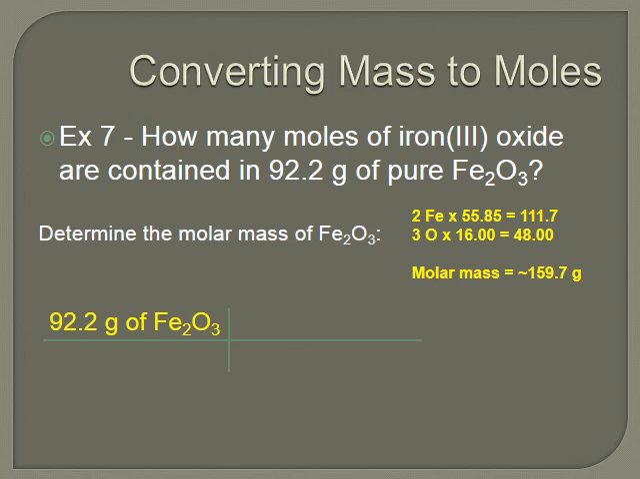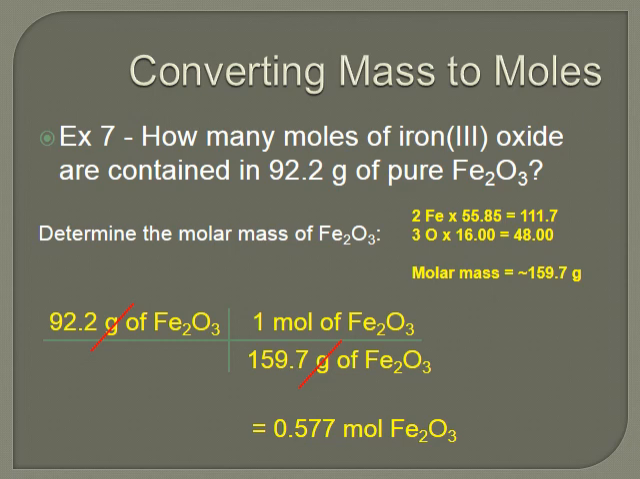I don't want to be in grams. I want to be in moles. Look at the question. See, what is it asking? It says how many moles? Well, in 1 mole of iron 3 oxide, we have 159.7 grams. Our grams cancel out. We're left in moles. 1's on the bottom, so we have to divide. Notice that we're starting with 3 sig figs. We're going to round our answer to 3 sig figs. 0.577 moles of iron 3 oxide.